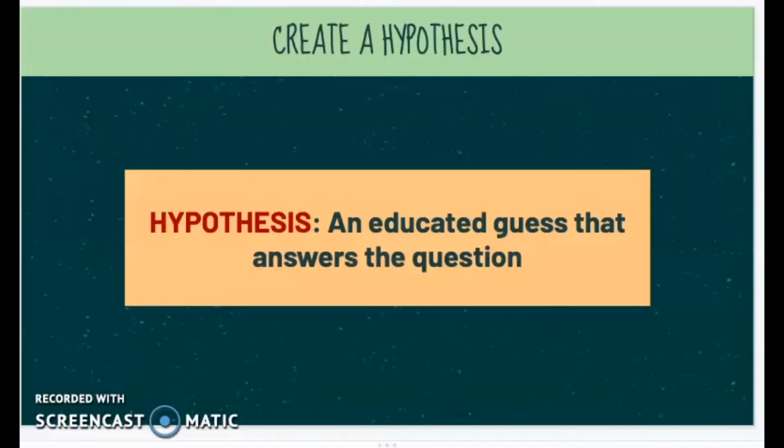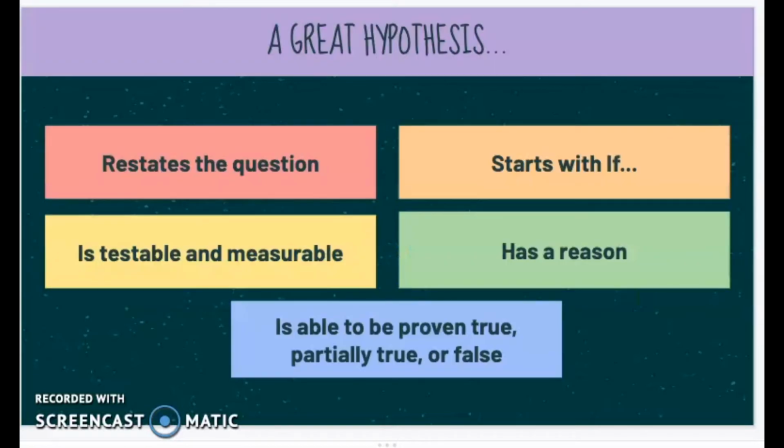Okay, our next step is to create a hypothesis. So please write down the word hypothesis and that it's an educated guess that answers the question you asked. Some other things you need to know, so please write them down, is that a great hypothesis restates the question. It starts with if. It is testable and measurable. It has a reason. And it can be proven true, partially true, or false.